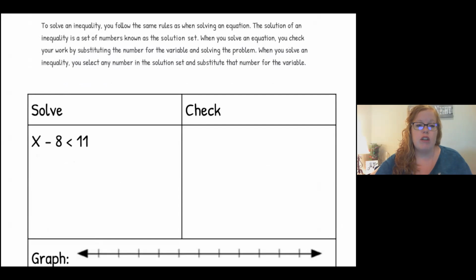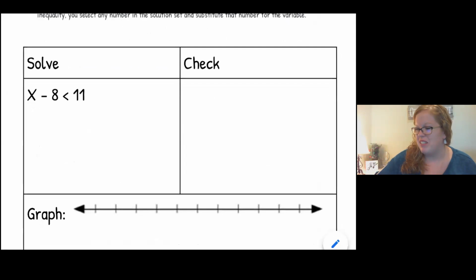So the solution of an inequality is a set of numbers known as the solution set. When you solve an equation, you check your work by substituting the number for the variable and solving the problem. When you solve an inequality, you select any number in the solution set and substitute that number for the variable. I'll show you what that means. Don't worry if you don't understand all those words.